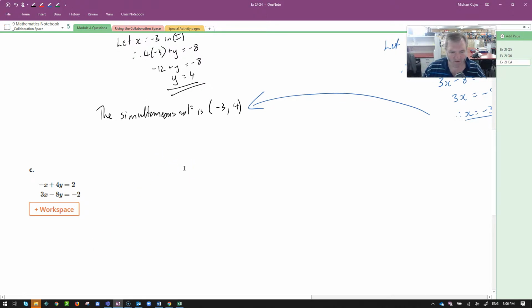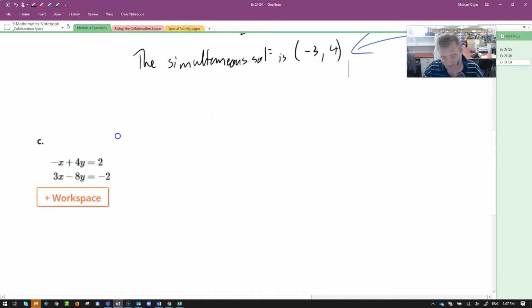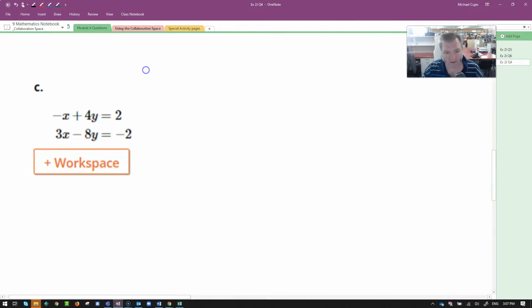Here we've got negative x plus 4y equals 2. 3x minus 8y equals negative 2. Again, you could do it either way. Get the x's the same or the y's the same. I'm going to get the y's the same. Maybe you could try it again and get the x's the same and see if it's going to work for you. Multiplying the top equation by 2, I will obtain negative 2x plus 8y equals 4.